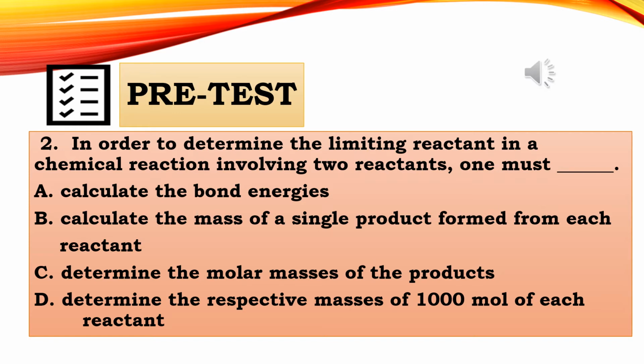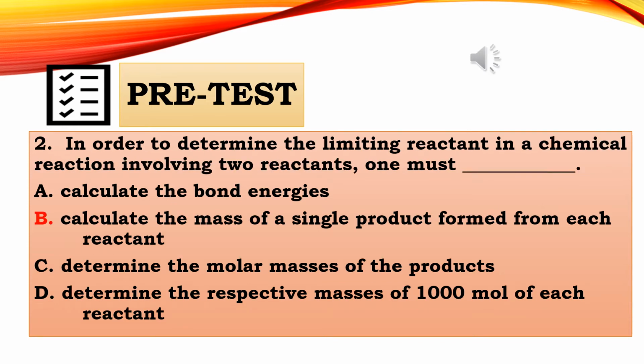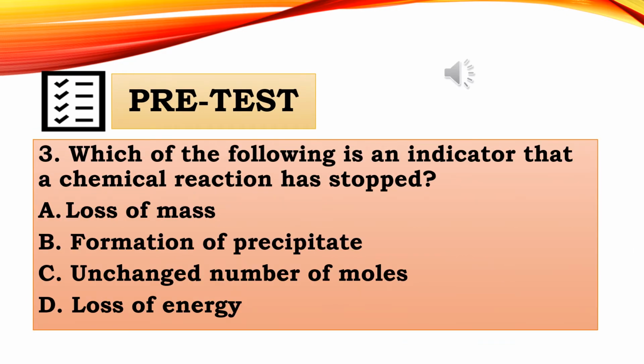Number 2. In order to determine the limiting reactant in a chemical reaction involving two reactants, one must blank. A. Calculate the bond energies. B. Calculate the mass of a single product formed from each reactant. C. Determine the molar masses of the products. Or D. Determine the respective masses of 1000 mole of each reactant. The answer is letter B. Number 3. Which of the following is an indicator that the chemical reaction has stopped? A. Loss of mass. B. Formation of precipitate. C. Unchanged number of moles. Or D. Loss of energy. The answer is letter B.